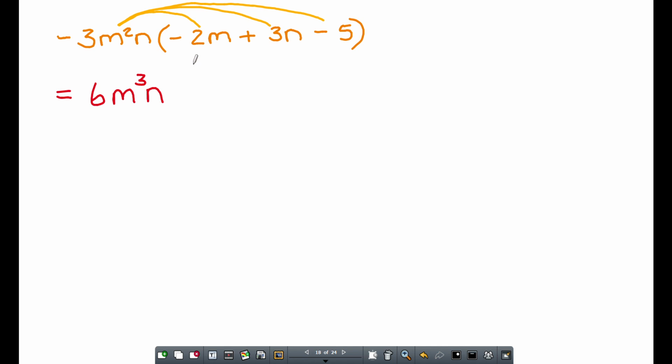See over here, we're not finished yet. We only multiplied it with that first term, so hold on. Okay, minus 3 times minus 2 gave me positive 6. And then m squared times m became m to the power 3. And then that n didn't have another n, so it stays just n. Good. Now we've got to multiply that with a 3n.